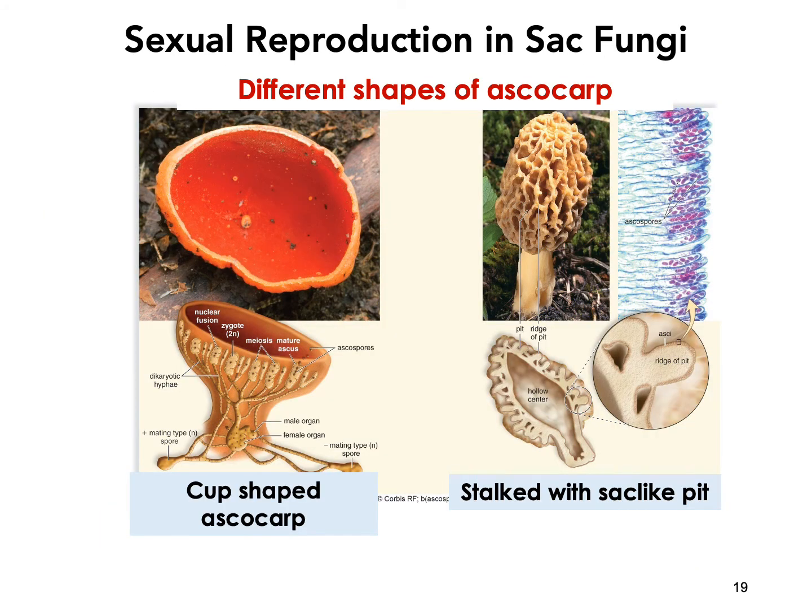So these are the different shapes of ascocarp. They have a cup shape. They also have a sac-like pit shape. So it can be many types of shape for the ascocarp. If you see here at the end, you can see the ascospores.